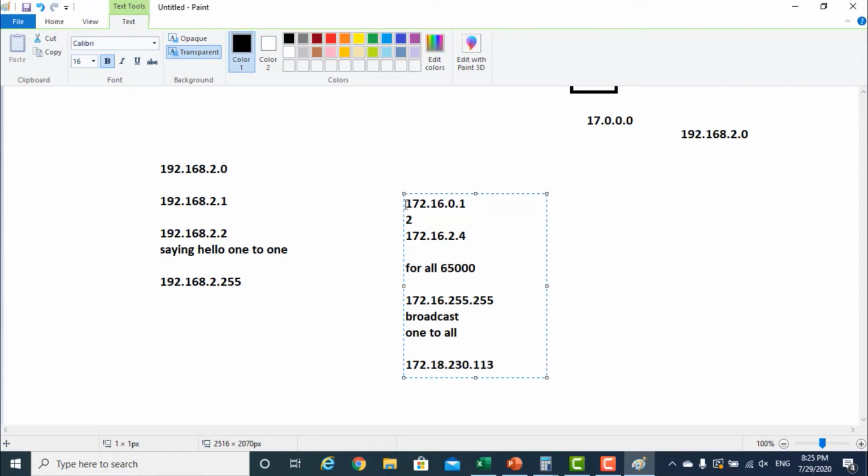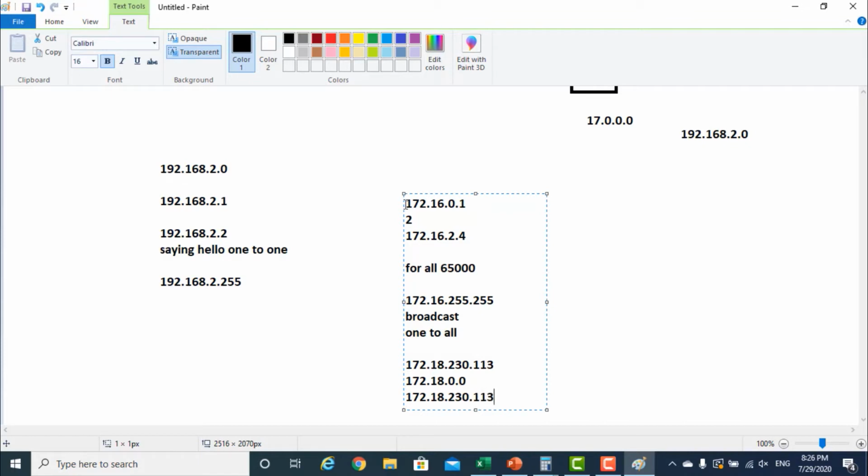For example, I will ask the person at 172.18.230.113, where are you living? You are a host IP address, because I cannot see any 0 in you. So where are you living? You will say my building name is 172.18.0.0. This is my building name. And if you want to say hello to me specifically, don't come to my building; come inside my building, to IP 230.113.